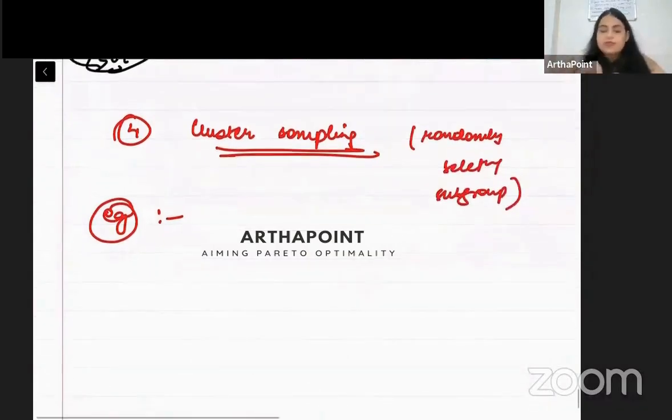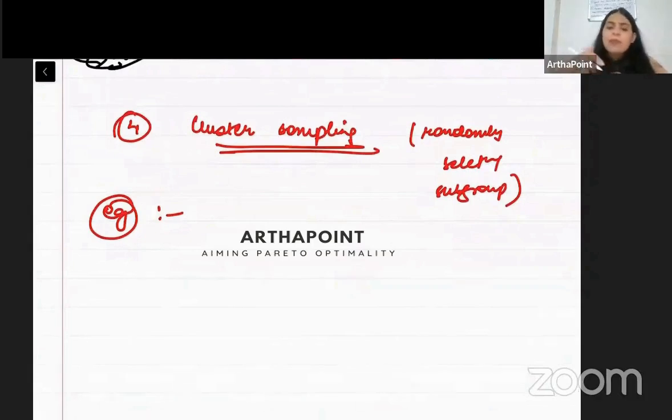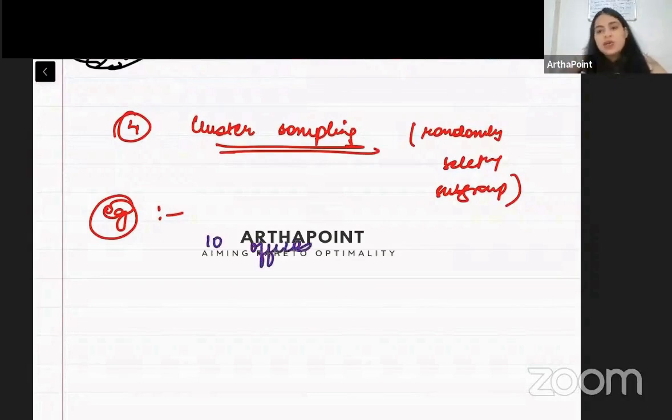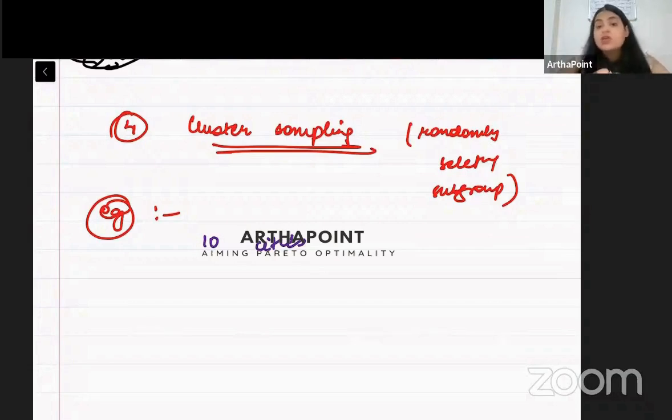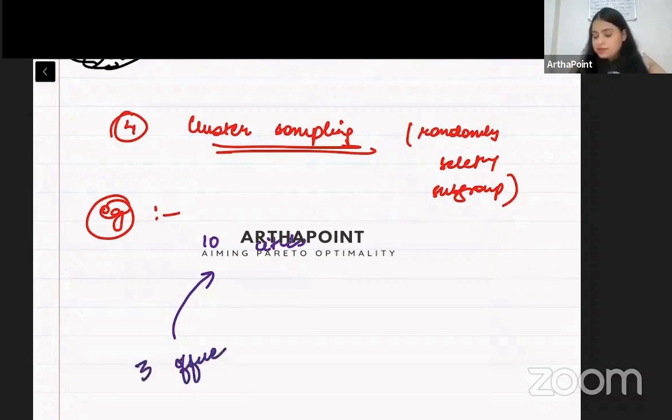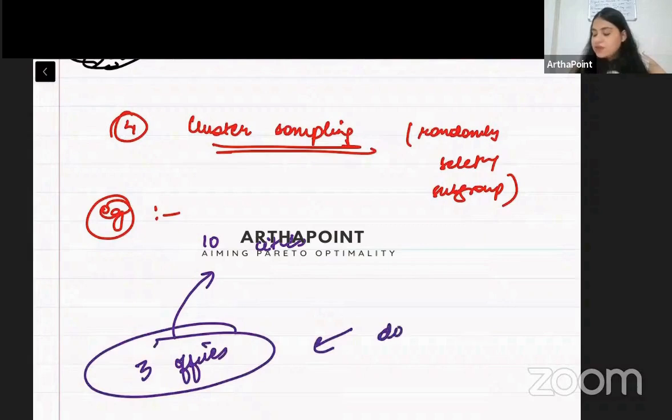Now let me give you an example. Just say, for example, a company has, let's say, 10 offices across cities. Or let's say, let's not make it 10 offices. Let's say it has offices across 10 cities. Every office has roughly the same number of employees. Now, you don't have the capability to travel to each of the offices to collect your data. So what will you do? You will go ahead and randomly select any 3 offices and collect data from these offices.